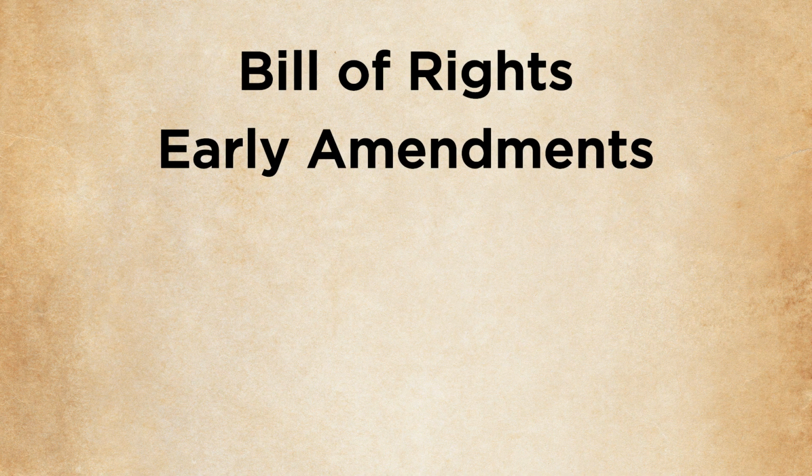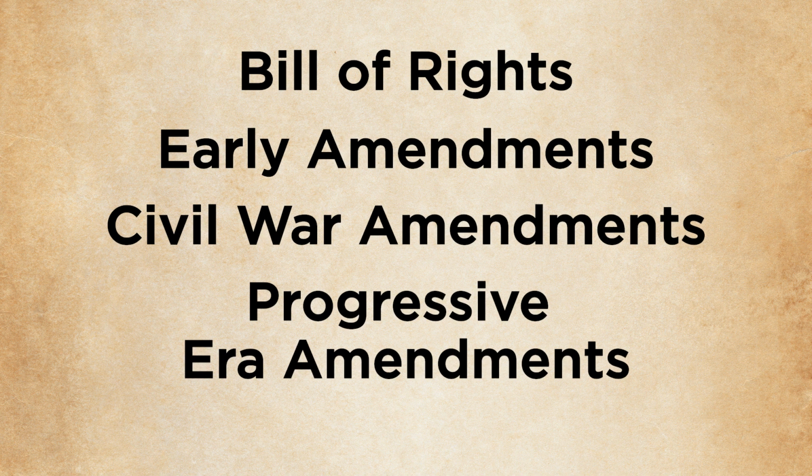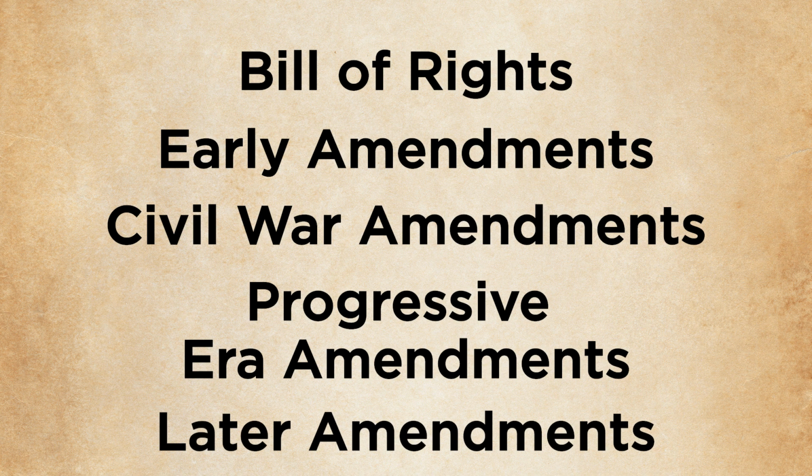You'll also want to know what took place during the Constitutional Convention in Philadelphia in 1787 and the infamous 3/5 Compromise. And of course, you'll need to know how the Constitution functions as an instrument of government. Friends, aim to remember all 27 amendments by era: the Bill of Rights, the early amendments, the Civil War amendments, the Progressive Era amendments, and the latter amendments.